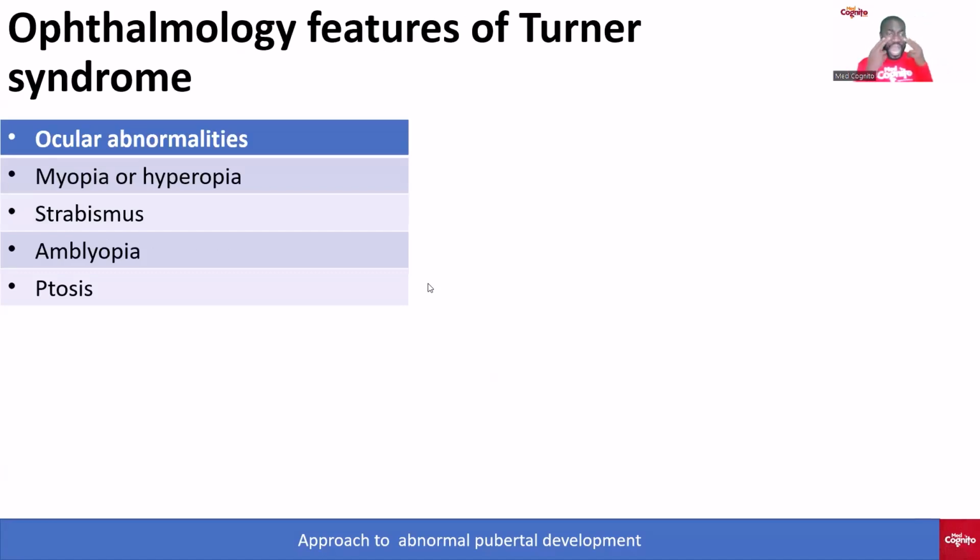And then what about their eyes? They can have myopia, and then they can also have strabismus as well. And then they can have amblyopia, and they can have ptosis. So ptosis is like drooping of the eyelid, right? Okay.